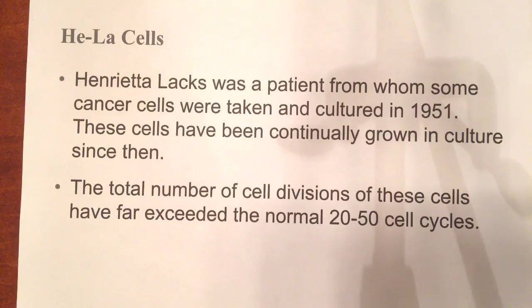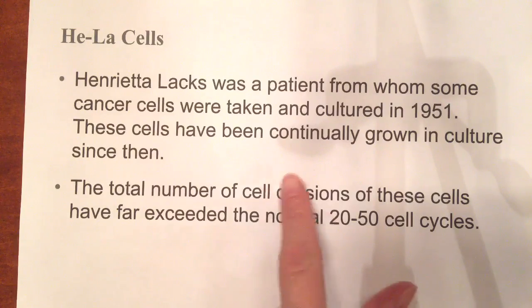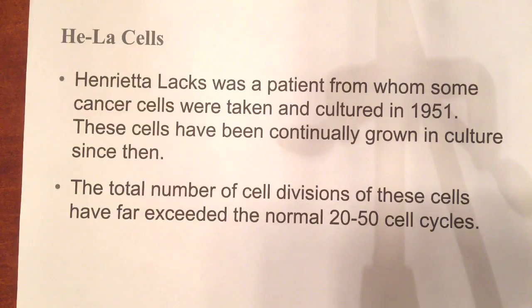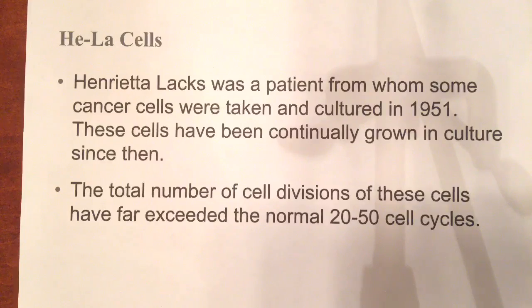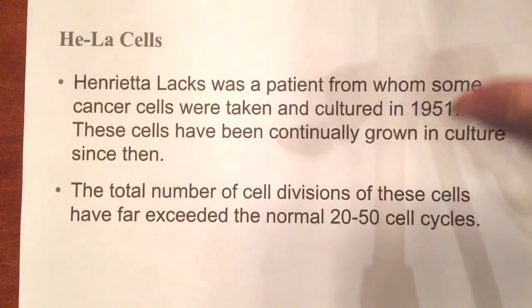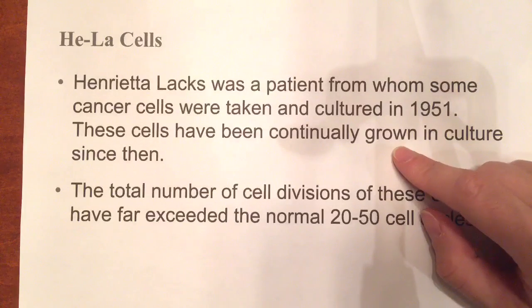And the thing is that she didn't know and hadn't given permission to do research on the cells, so that was all done without her knowing it. But they're a little unique in that they have been dividing since 1951 and have been alive and so on. So obviously they have exceeded the normal 20 to 50 cell cycles. So that's just a little thing about Henrietta Lacks, and lots of research has been done on her cells.